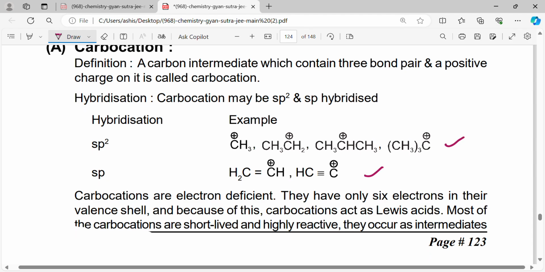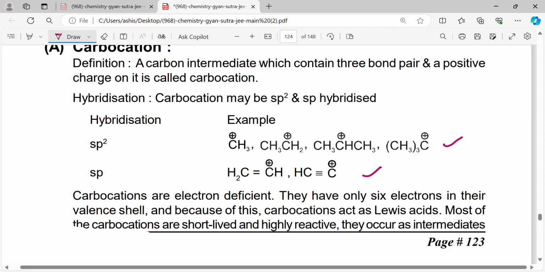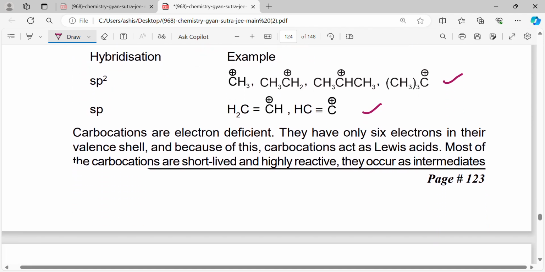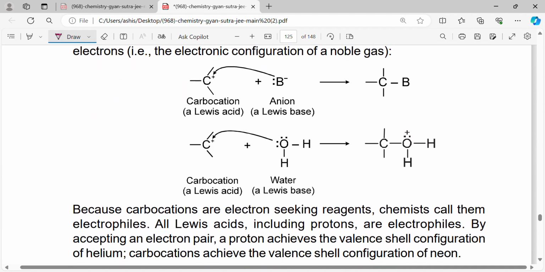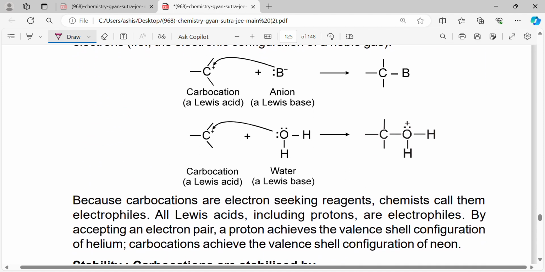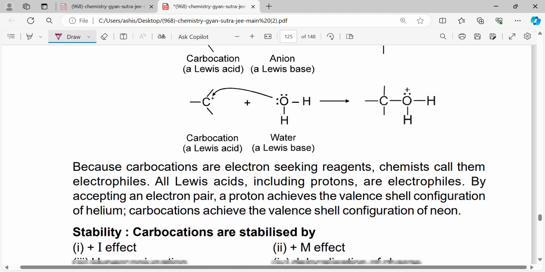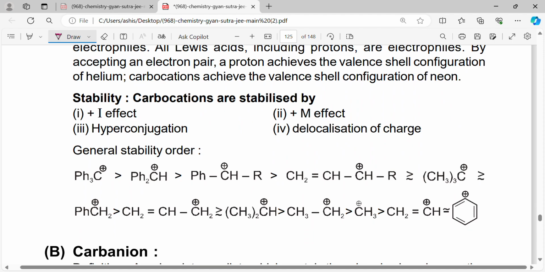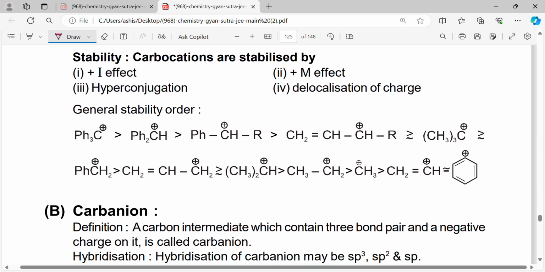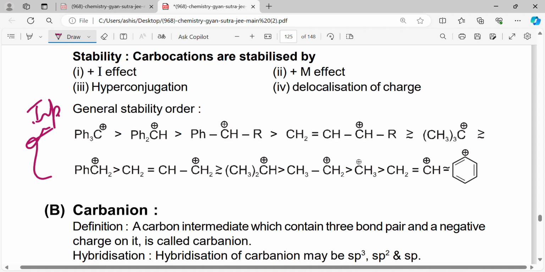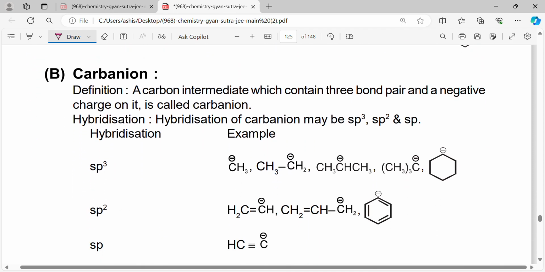Carbocation. Yes, a carbocation is a species in which a positive charge is present on carbon. So they may be of sp2 hybridization as well as sp hybridization. Carbocations are actually electron deficient species. They have only 6 electrons. So here are some reactions showing how a carbocation will react. A carbocation can be stabilized by plus I effect, hyperconjugation, minus M effect, and delocalization of charge. And this is the general stability order of carbocations, an important order.